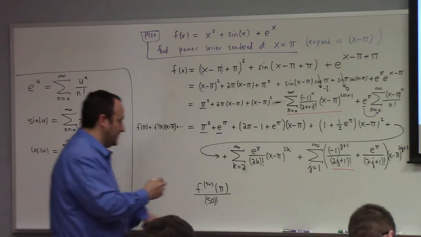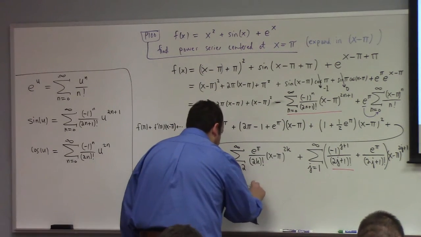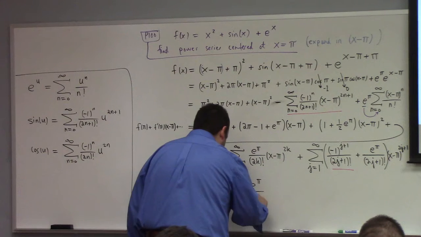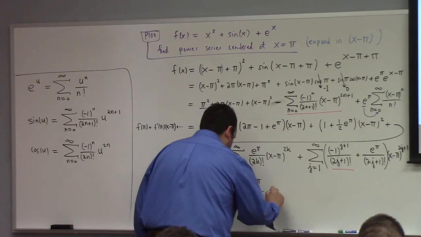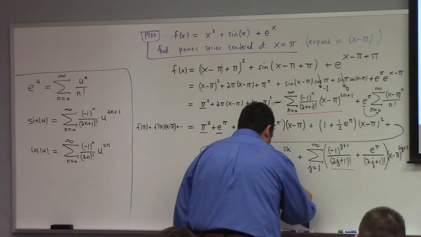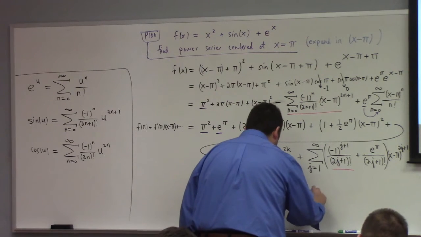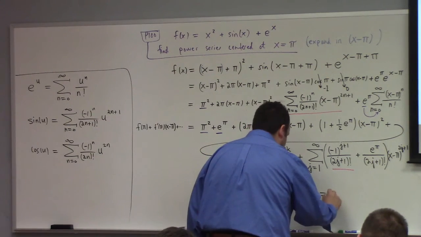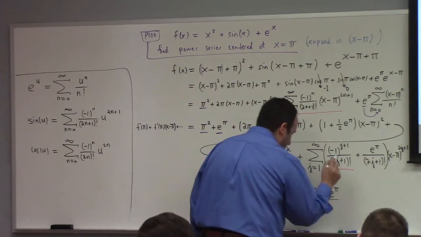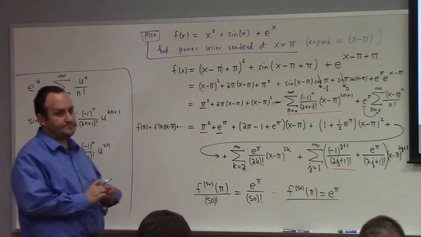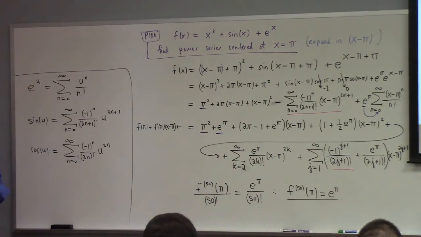So this would be equal to e to the pi over 50 factorial. Therefore, the 50th derivative of this function evaluated at pi is e to the pi. Which you probably could have figured out without power series anyway, right? I think you could have, truthfully. I think a Calculus 1 student could figure this out if they believe they could.